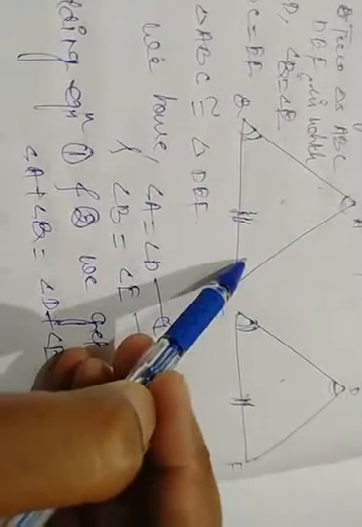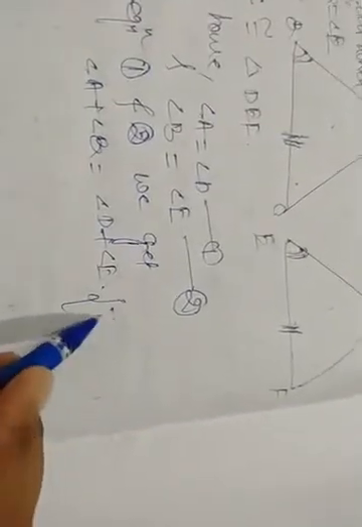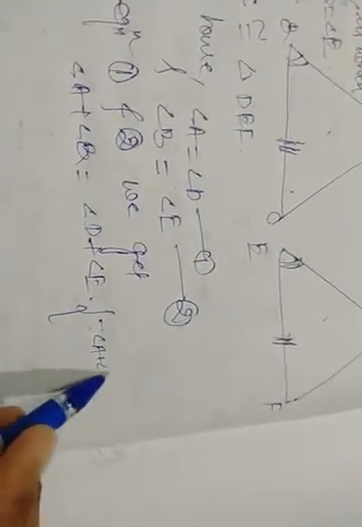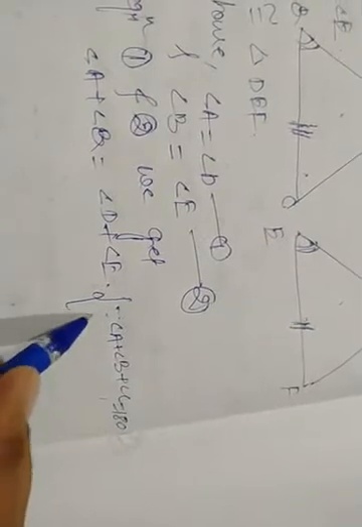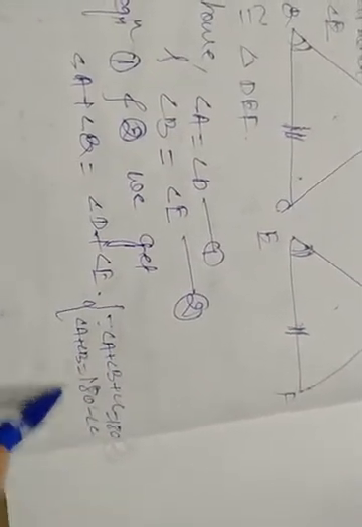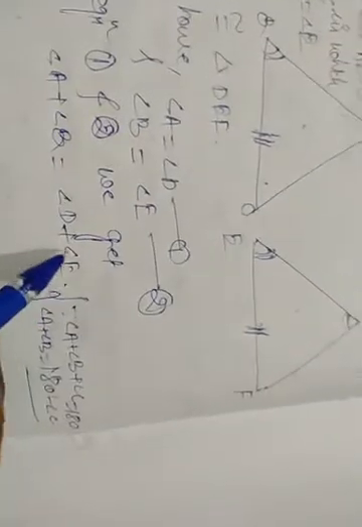You know that the sum of all angles of a triangle is 180 degrees. Since angle A plus angle B plus angle C is equal to 180, we write angle A plus angle B is equal to 180 minus angle C. Similarly, in triangle DEF, angle D plus angle E is 180 minus angle F.